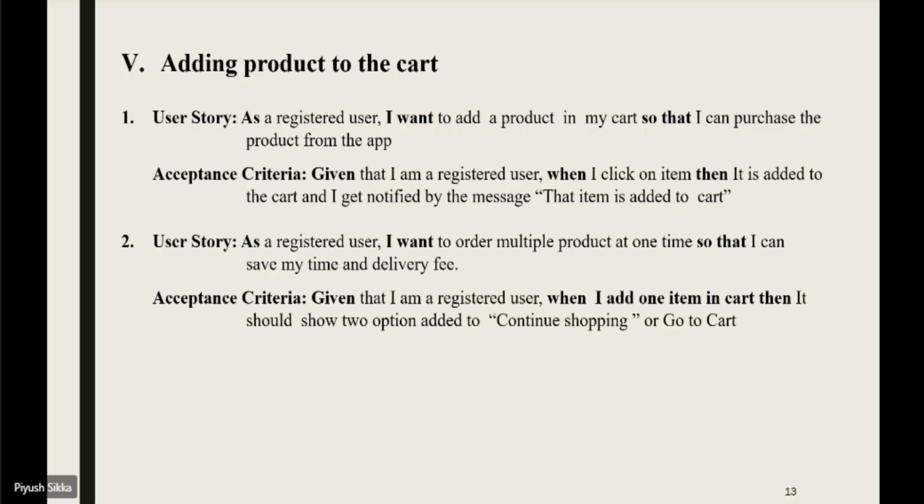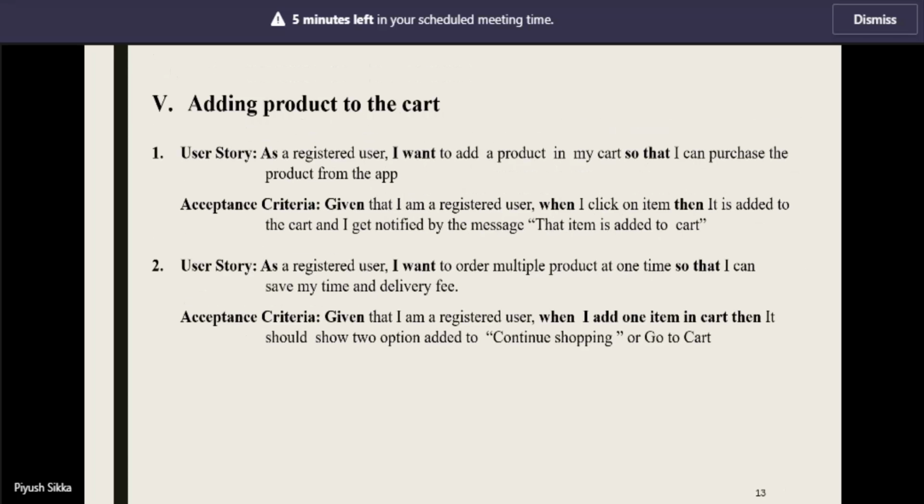Adding product to the cart. So as a registered user, I want to add a product to my cart so that I can purchase the product from the app. So given that I'm a registered user, when I click on the item, then it is added to the cart, and I get notified by a message that the item is added to the cart.